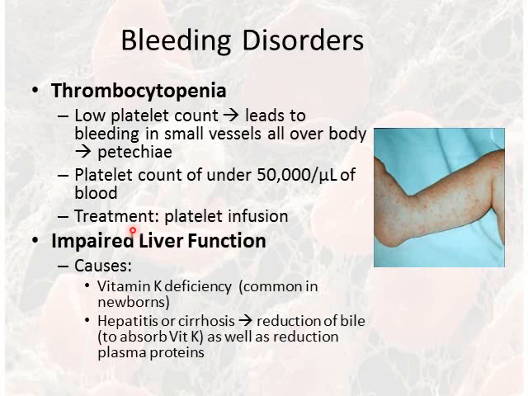Also, impaired liver function can lead to bleeding because most of these enzymes and proteins are made in the liver. If the liver's not working, we don't make these clotting factors and we can't clot. Also, vitamin K deficiency is problematic because a lot of these enzymes require vitamin K.